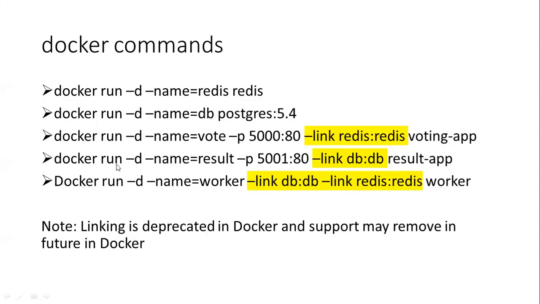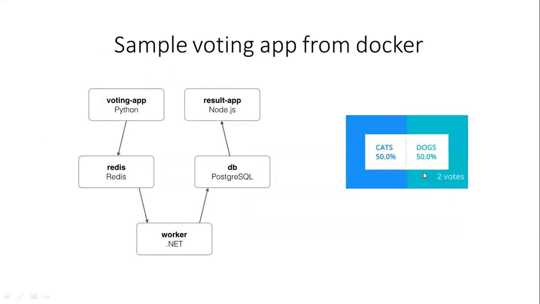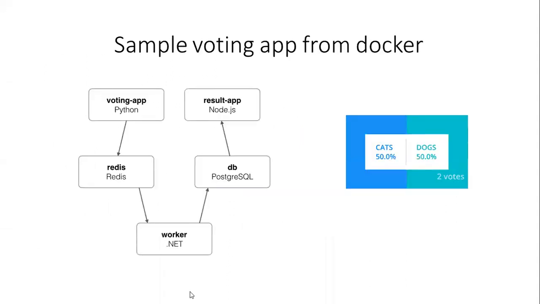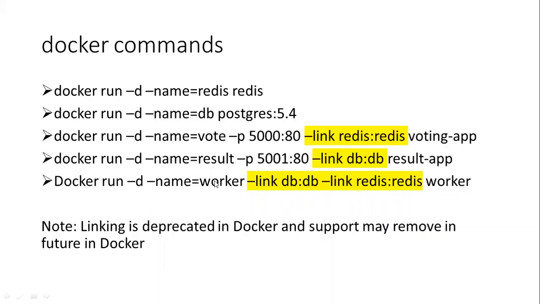Then later, when you do the DB deployment, the result app has to link with the database. So the result app has to be linked with the database. And then the worker has to link with both Redis and the database. That is the reason it said link DB, link Redis. Okay. So I think you might know these things. The linking option is deprecated in Docker and may have support withdrawn in future editions.